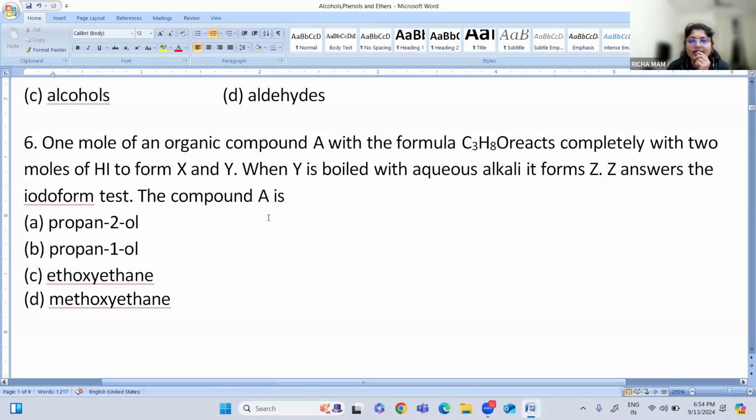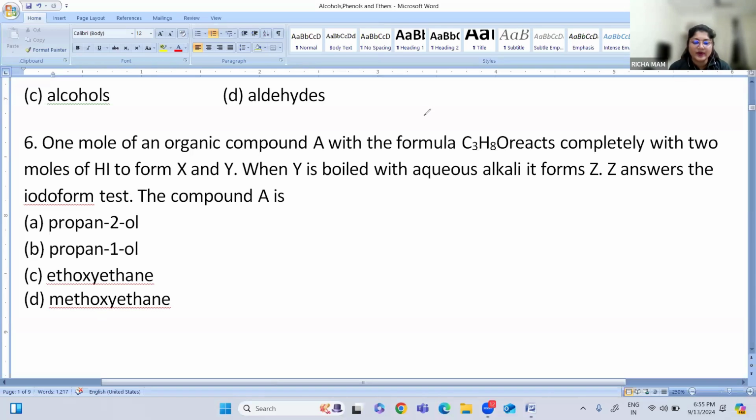1 mole of an organic compound A with the formula C3H8O reacts completely with 2 moles of HI to form X and Y. When Y is boiled with aqueous alkali, it forms Z. Z answers the iodoform test. The compound A is: A, propan-2-ol; B, propan-1-ol; C, ethoxyethane; and D, methoxyethane. Let us see it stepwise.